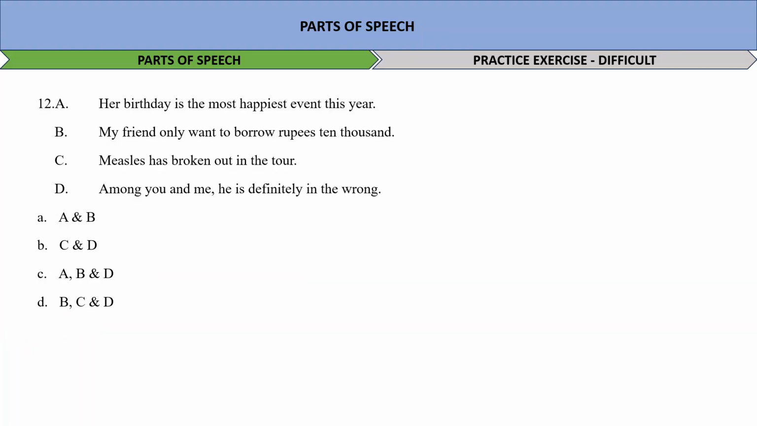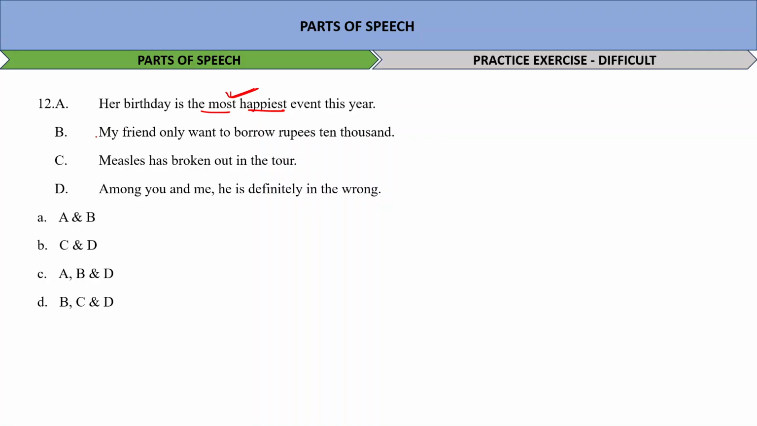Next, her birthday is the most happiest event in this year. My friend only want to borrow rupees 10,000. Measles has broken out in the tour. Among you and me, he is definitely in the wrong. So you see, when I read sentence A, her birthday is the most happiest. Why will I use two superlatives together in a sentence? It should be her birthday is the most happy event this year, right?